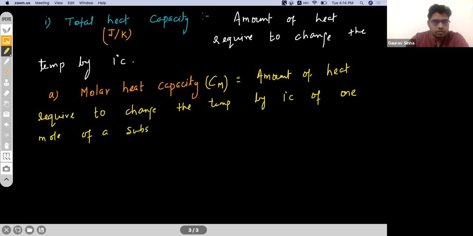So if you take 1 mole of a substance, it is molar heat capacity. If you look at the unit here for molar heat capacity, the unit is obviously joule per mole Kelvin because of one mole. Got it?